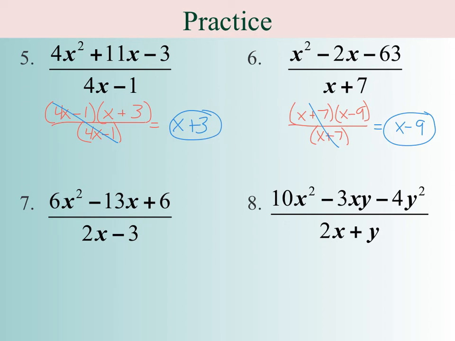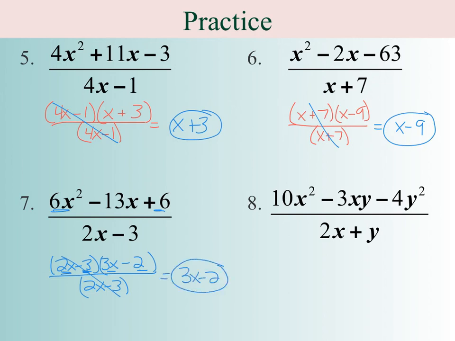So for number 7, since the numerator has to have a 2x minus 3 factor in order for it to simplify and cancel with the 2x minus 3 on the bottom, then you're just understanding FOIL. If this is 2x times what's going to make 6x squared, that has to be a 3x. And then if you know it's negative 3 and a blank, so negative 3 times blank has to be positive 6. Negative 3 times negative 2 is where you get positive 6. So your leftover factor here is a 3x minus 2, and that would be your final answer.